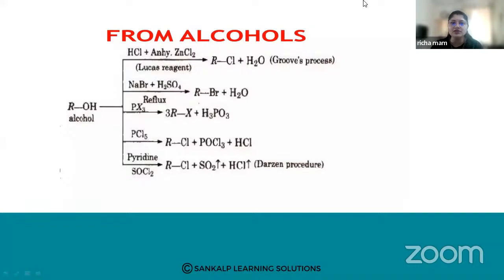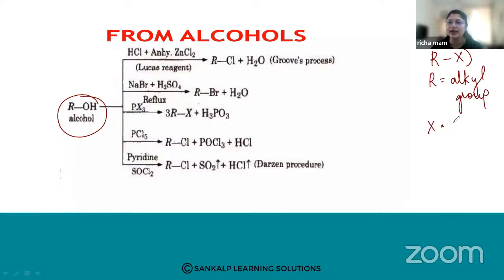Let us see how you can prepare haloalkanes from alcohols. Alcohol is our starting product. Alkyl halides are represented by RX. R can be any alkyl group, and X is your halogen atom. So this is the representation of an alkyl halide, that is RX.